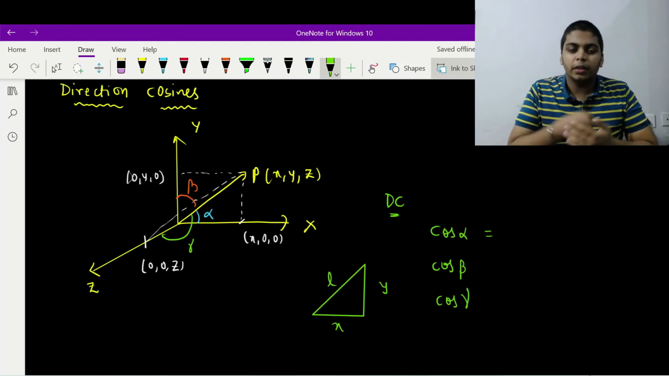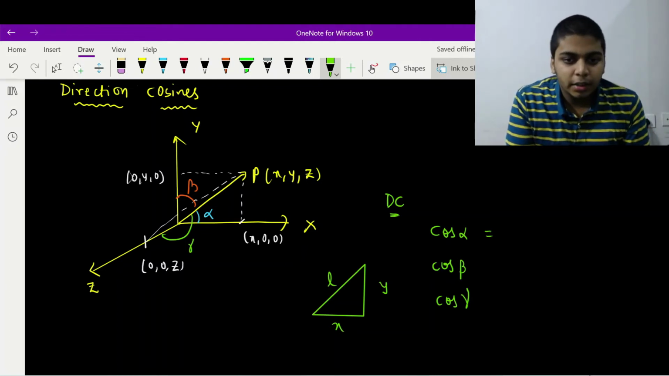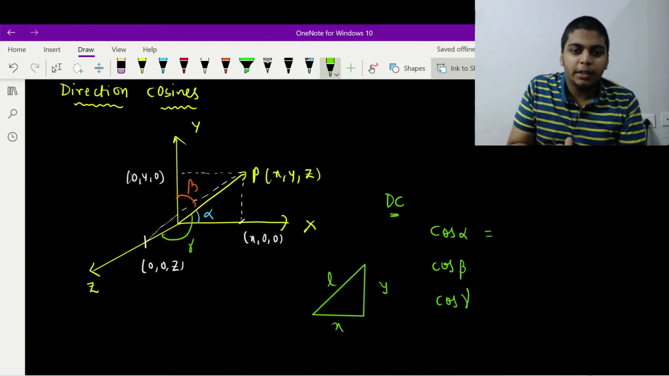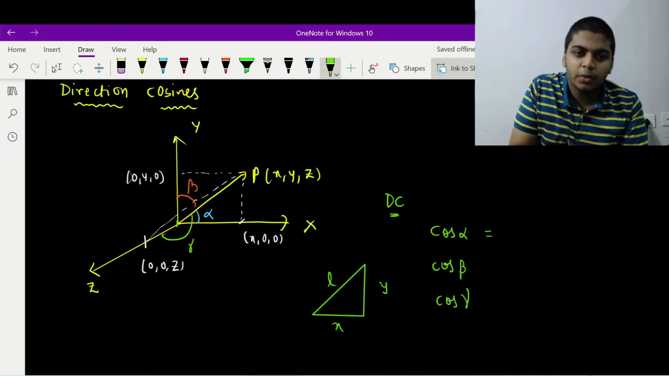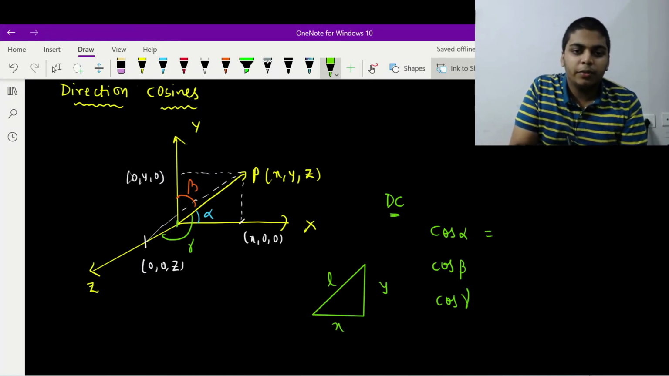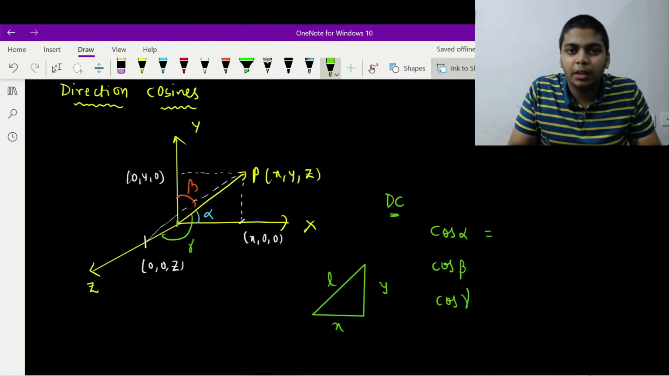Okay, the length of the vector is L. Let us try to find what that L is. It is the simple distance between the origin and point P. How can you find the distance between two points? It's from the simple distance formula.